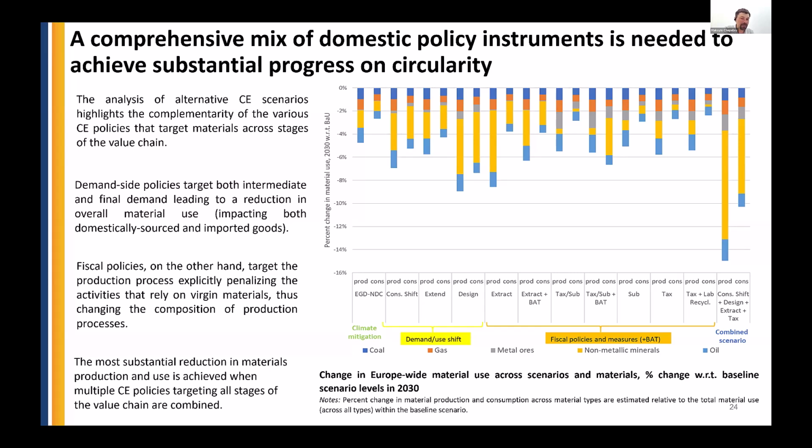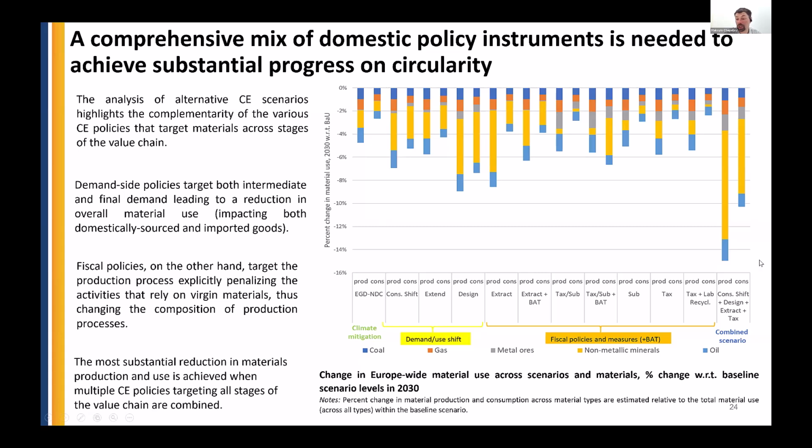On the other hand, fiscal policies target the production mix. So for instance, you start producing more secondary or recycled steel, so your recycling rates essentially increase. But at the same time, there is a leakage, so you do not impact imported materials, right? So you change the domestic production mix, but there is a leakage, so you start importing more steel embodied in imported goods. So there is this complementarity, and when we combine the two sets of policies, then we are able to achieve quite substantial reduction in material use. So these are the last two columns on this figure.